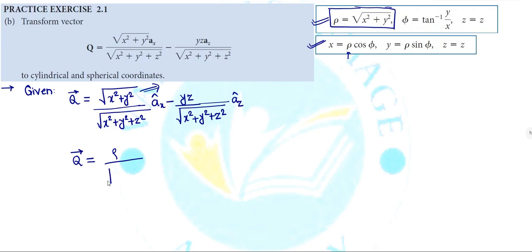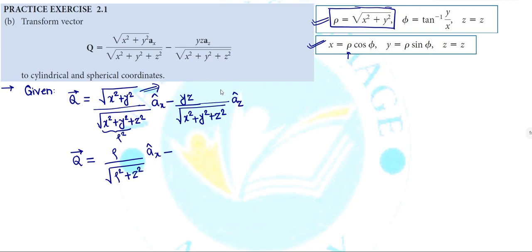Now the square root of x square plus y square, again, we have to write as rho. So that value you can say over here is rho square. So that's why we are going to rewrite the square root of x square plus y square as rho square. Then this ax will be as it is over here, then minus.